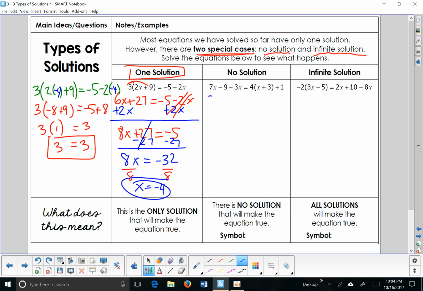So I'm going to combine terms here because they're on the same side. Over here I'm going to distribute 4x plus 12 plus 1. And now I have like terms over here. So when I rewrite, I get 4x minus 9 equals 4x plus 13. And now I have to get my x's together.